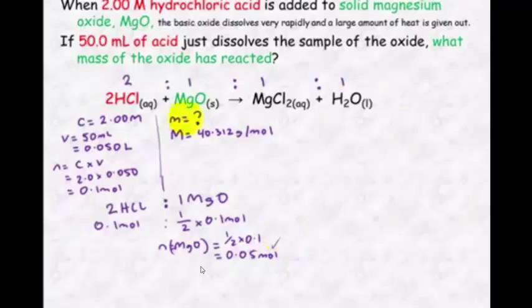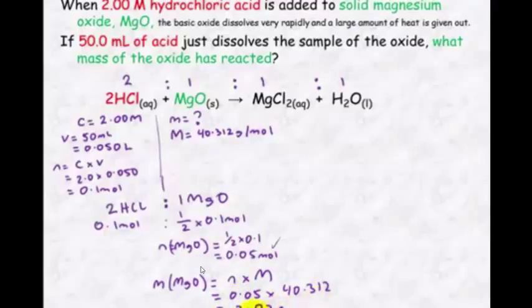What are we looking for again? We're looking for here the mass of magnesium oxide. So M of magnesium oxide will equal n times big M, which equals 0.05 times big M, which we've written up the top here. And that will equal 2.02 grams. Three significant figures, because our question here has three significant figures throughout.